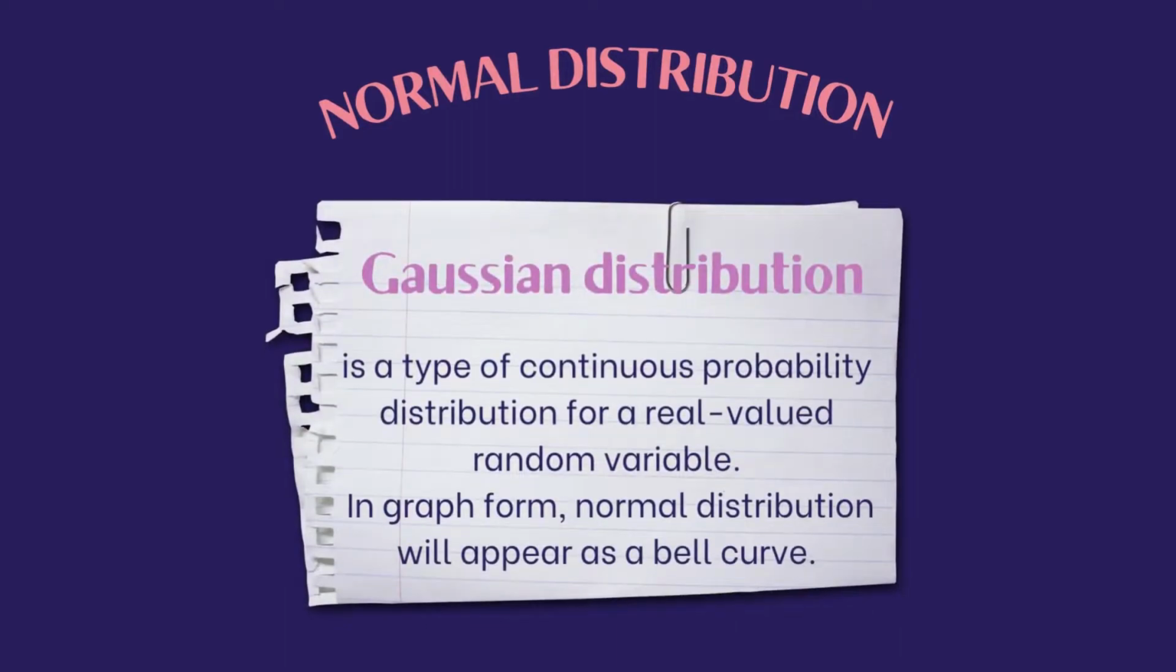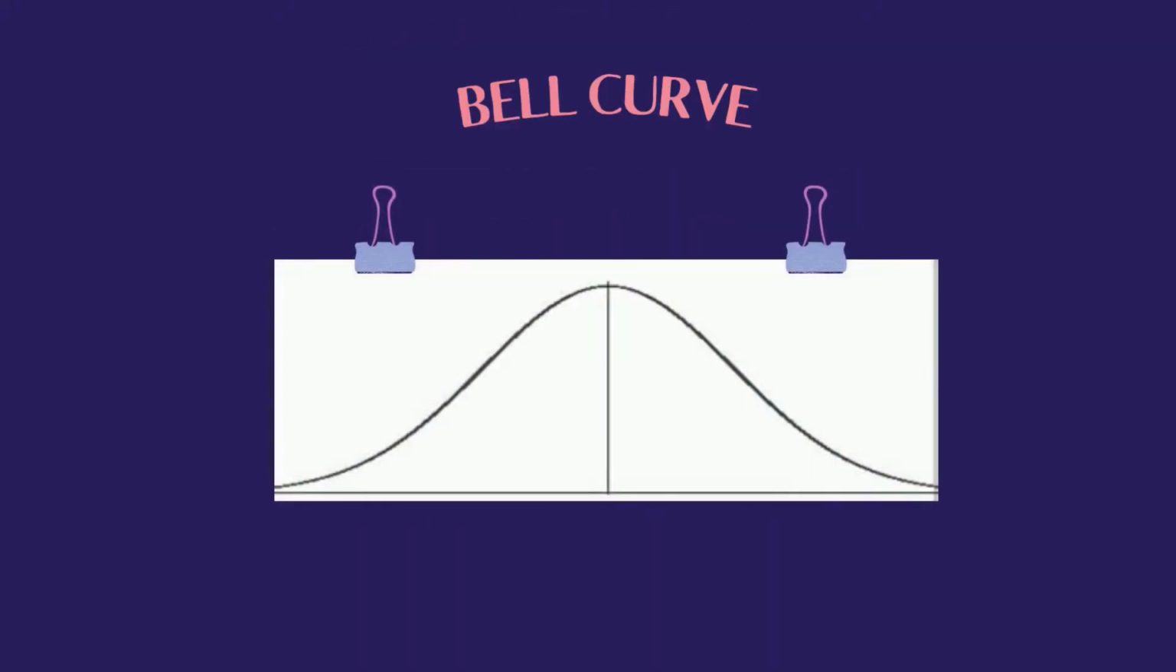Good day, everyone. I am Renaee Sude. I'm going to discuss the normal distribution. The normal distribution, also known as the Gaussian distribution, is a type of continuous probability distribution for a real-valued random variable. In graph form, the normal distribution will appear as a bell curve, just like this.